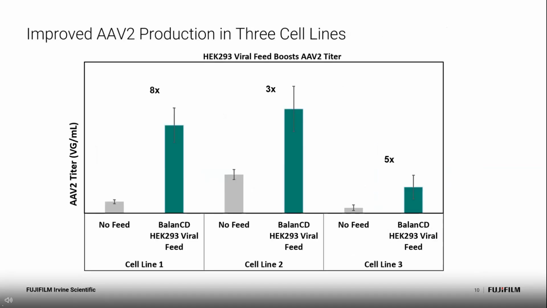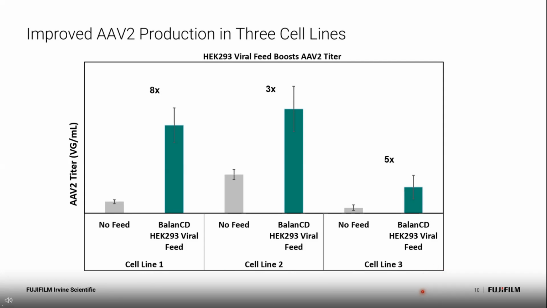This set of data shows the improvement of AAV2 viral genome titer in 3 cell lines using the viral feed over no feed in shake flasks. The gray bars indicate the titer without any feed for each cell line, and the green bars indicate the titer with the viral feed in each cell line. The first 2 cell lines are the most used for viral vector production in the industry. The third cell line is our in-house suspension 293T cells adapted from adherent 293T cells.